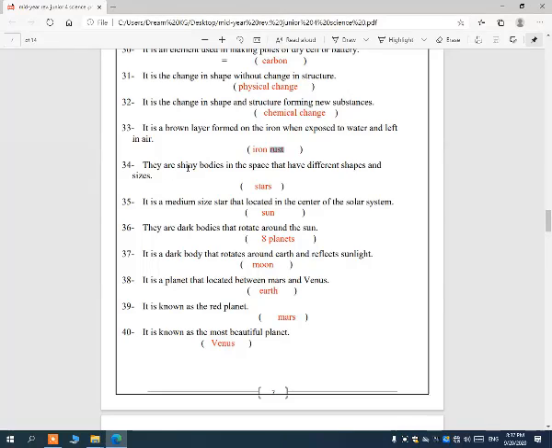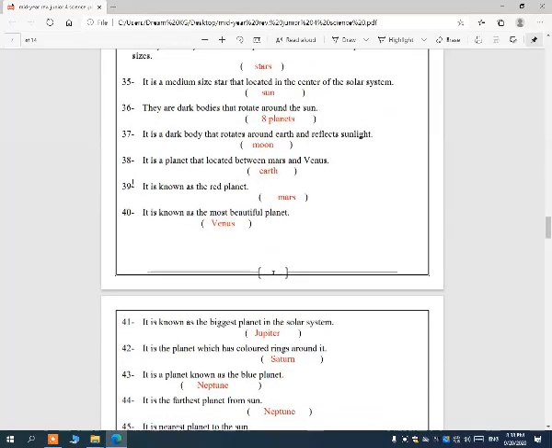34. They are shiny bodies in space, with different shapes and different sizes. Who are they? Stars. 35. Medium-sized star located in the center. Who is the medium-sized star located in the center?